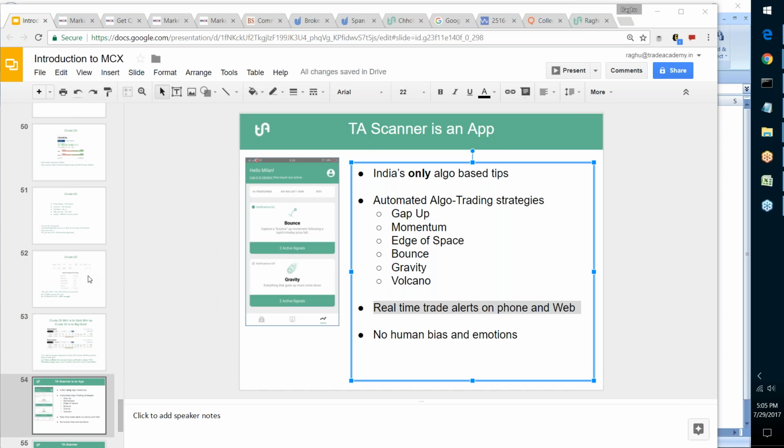Vishwa is asking, when are we launching commodities and currencies on Scanner? There is a plan to launch commodities, Vishwa. Currencies not yet.